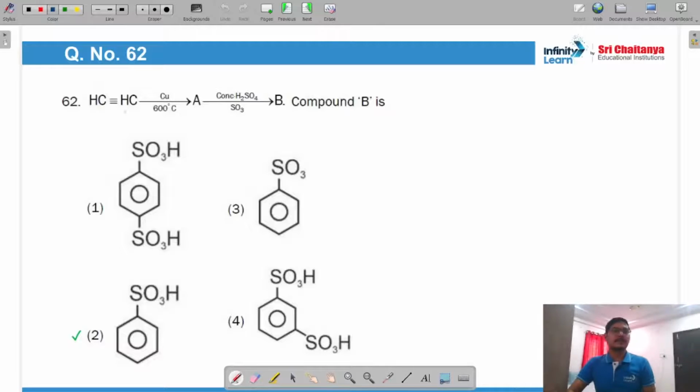This is a pericyclic reaction, guys. Ethyne on reaction with copper at high temperature would undergo cyclic trimerization to give you benzene, and then when you react it with conc. H2SO4, it results in sulfonation. So the product is benzene sulfonic acid. This is the correct answer.